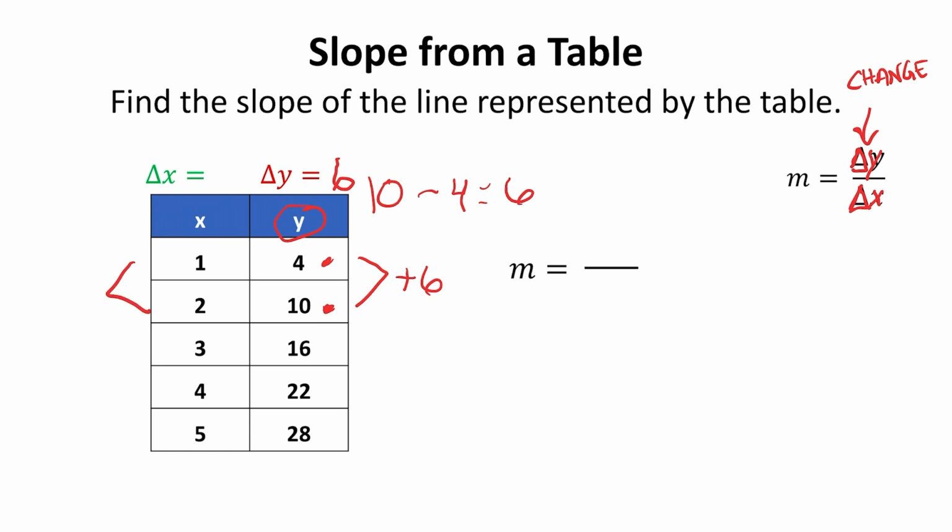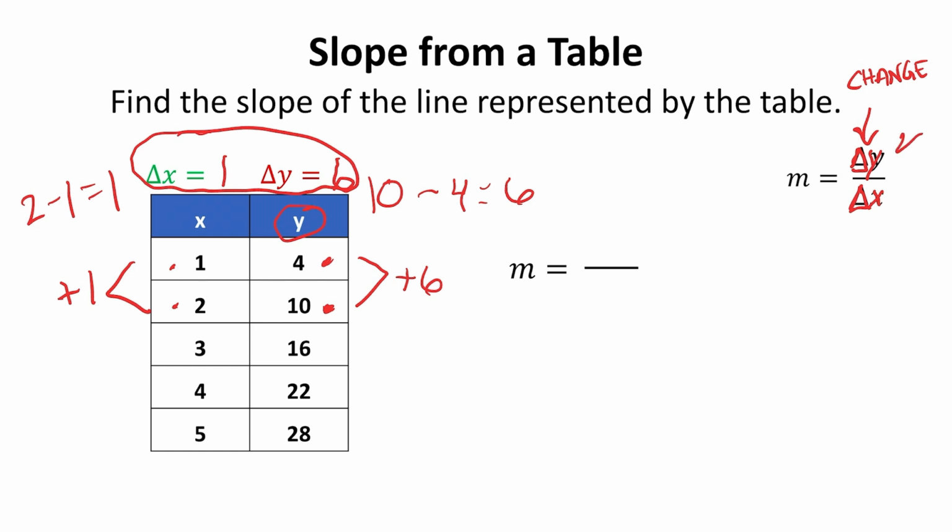Then we're going to do the same thing over here with the x. So we're going to look at from 1 to 2. That's getting bigger by 1. You can also do this one minus this one. So if you do 2 minus 1, you get positive 1. So the change in x is 1. Once you have these two differences, the change in y and the change in x, all you got to do is just put it into a fraction.